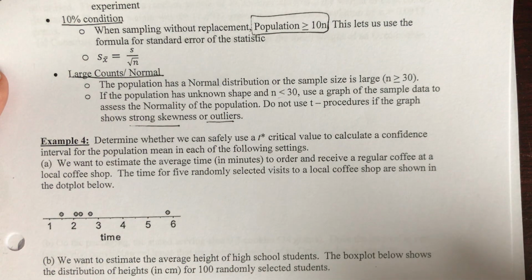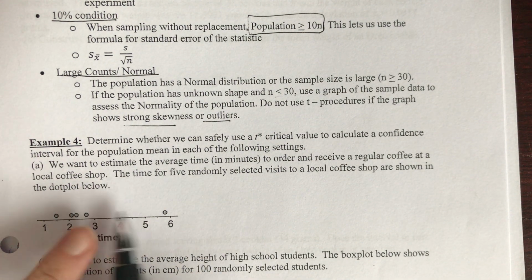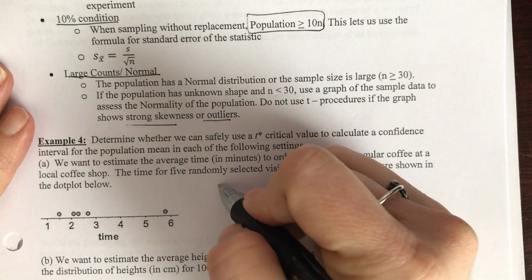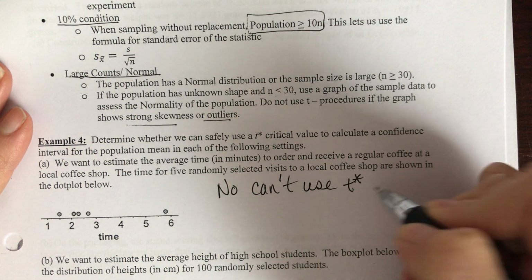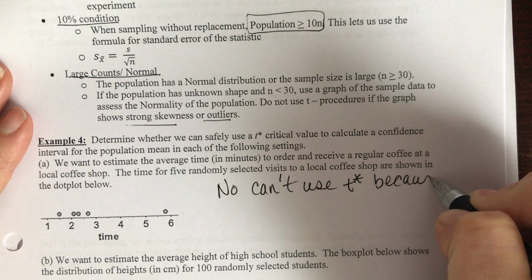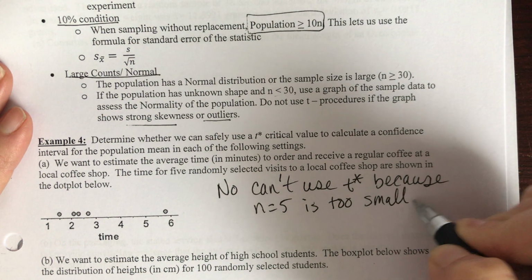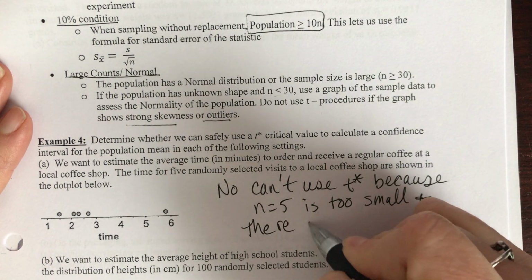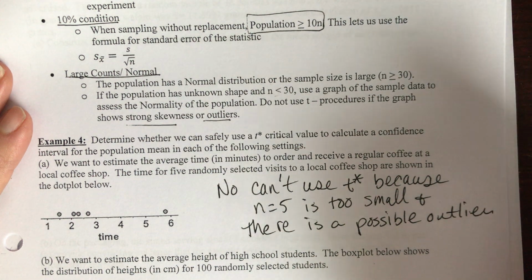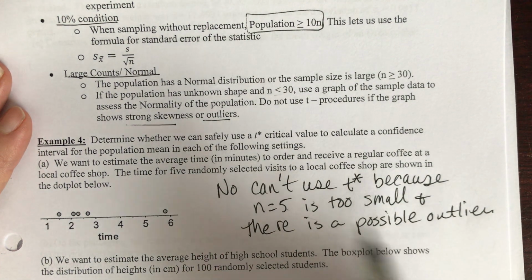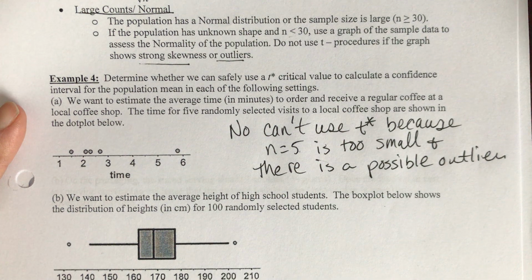It's only 5. So if n is 5, we need to see our graph, which we are already given, to see if there's strong skewness or outliers. We definitely have an outlier, a strong outlier. So no, we can't use t procedures, or t star you could say, because n equals 5 is too small and there is a possible outlier. It would be okay if n is small and there were no outliers, but if n is small, then you can't have outliers.